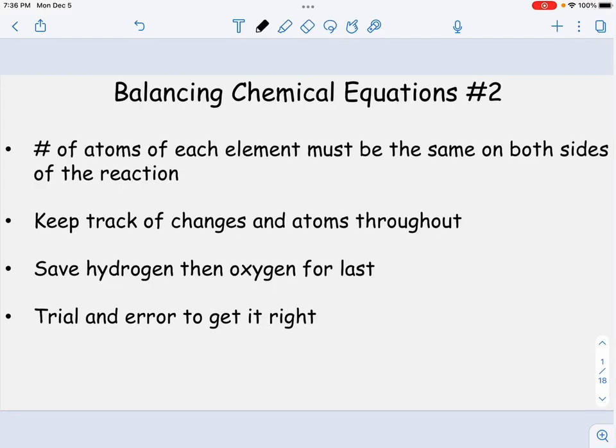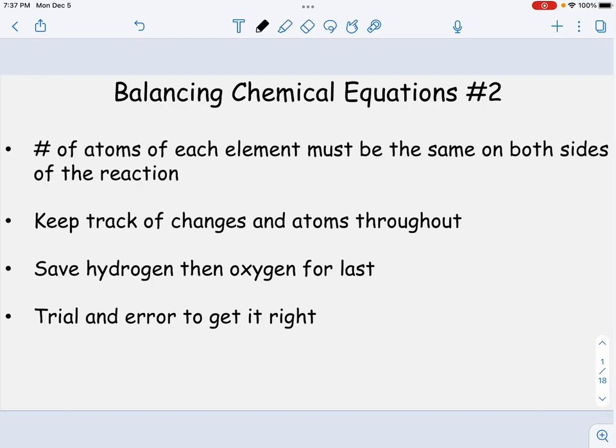Hey guys, this is going to be the video on balancing chemical equations. Let's go over a few guidelines. Just remember that when you're balancing chemical equations, the number of atoms of each element must be the same on both sides of the reaction. This fulfills the law of conservation of mass.